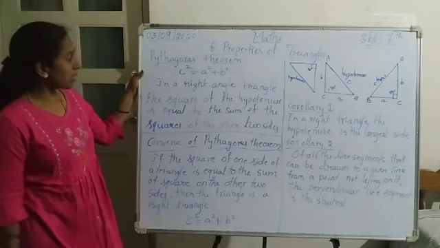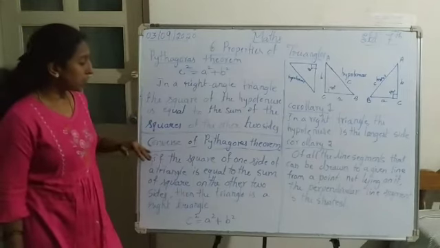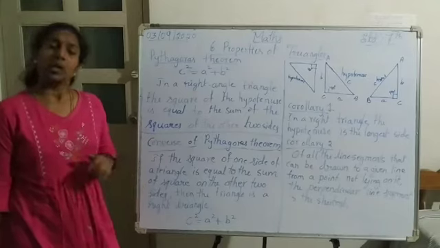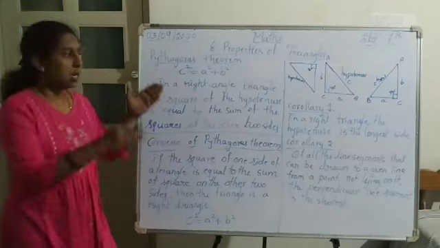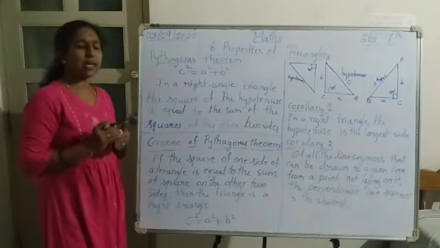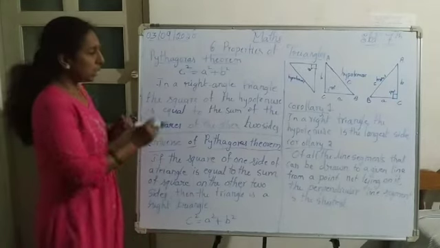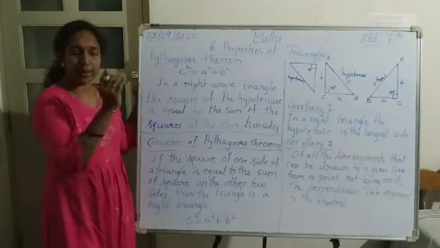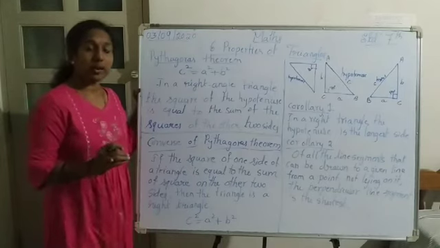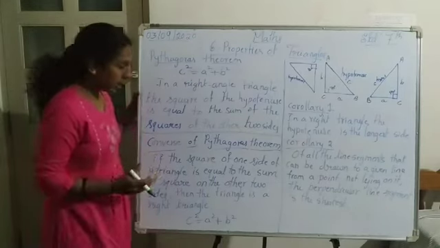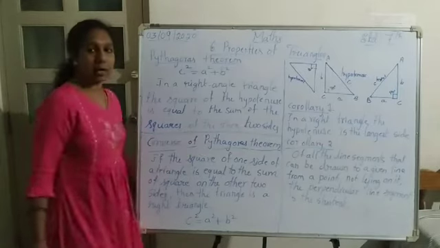Now let us come to the next one, called the converse of the Pythagoras theorem. Converse of the Pythagoras theorem means almost the reverse. Reverse means not completely reverse, only we will change the sentence a little bit. That is called the converse of the Pythagoras theorem. What does it tell?